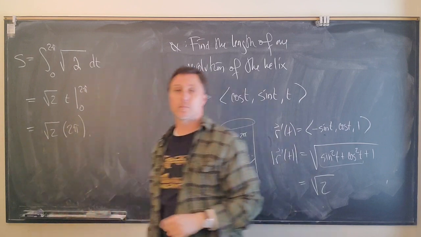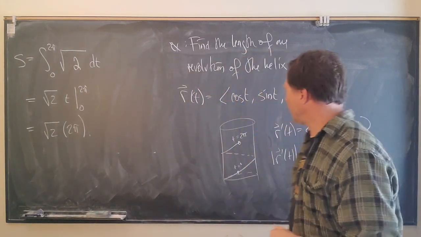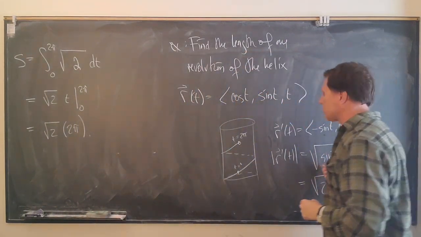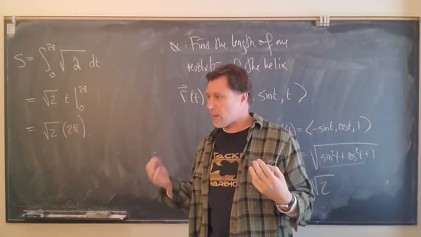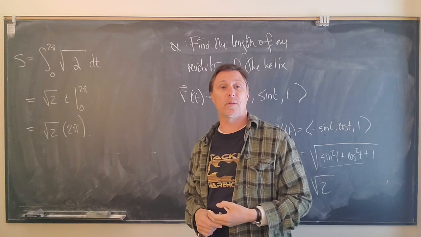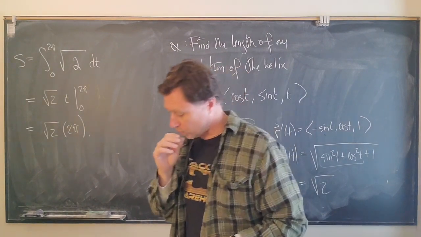times 2 pi. One thing to be aware of, anytime you're computing arc length that involves a square root in the integrand, that can make life difficult. And so the problems have to be rigged. When you see the ones in the book, they'll be rigged so that you can actually compute the integral.